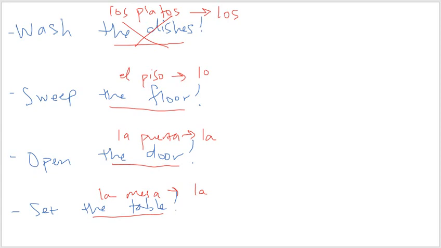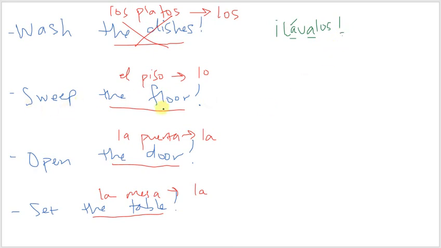So in order to do the positive command for wash, which remember is lavar, the positive tú command would be lava, because that's the él, ella, usted version of the verb. And then we're going to get rid of this, and we're going to replace it with just the direct object pronoun, which would be los. It gets attached to the verb. And then when you have a positive command with a pronoun attached, I have to put an accent on the second to last vowel of the verb itself. So ignoring the pronoun, just the verb, the second to last vowel gets an accent. So instead of saying wash the dishes, I'm saying wash them.